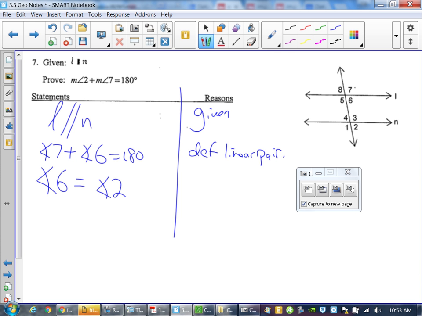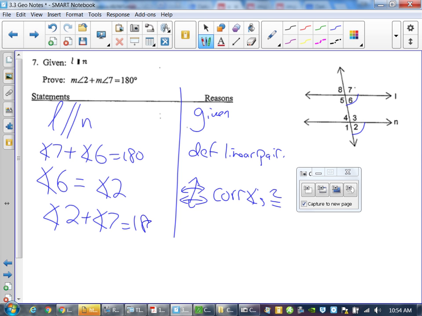It's one fast step. You know that these two have to form a linear pair. Not only do they form a linear pair, but these two are congruent to each other because of corresponding angles. If two parallel lines are cut by a transversal, corresponding angles are congruent, or equal. And now you're done by just throwing in a substitution. Four steps. That's how I did it. There are so many ways to do it.